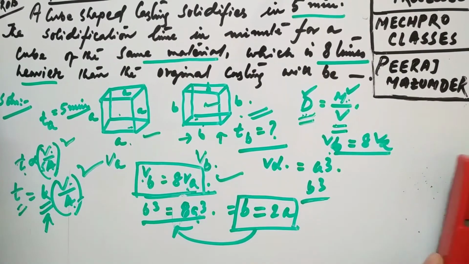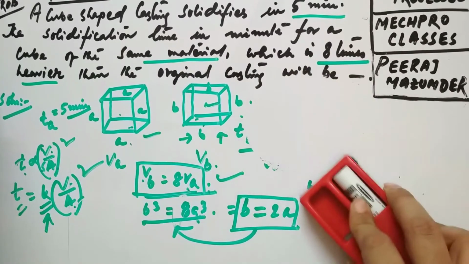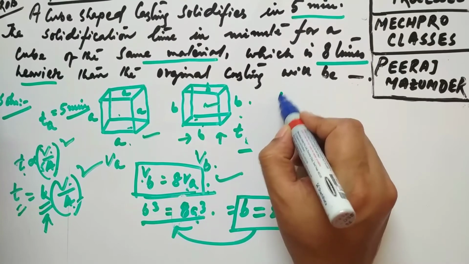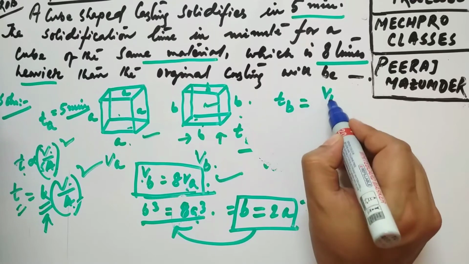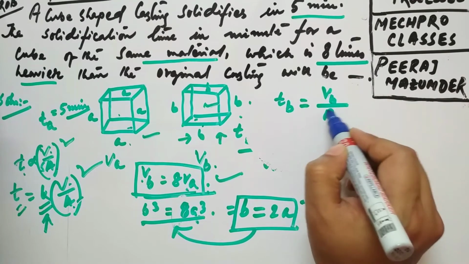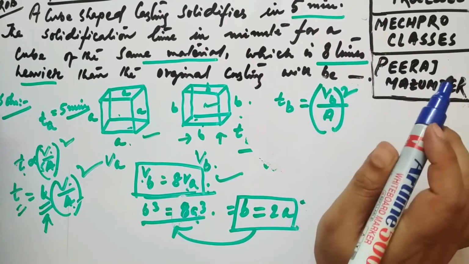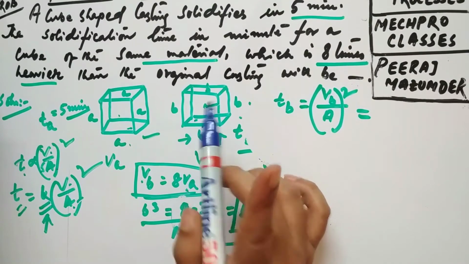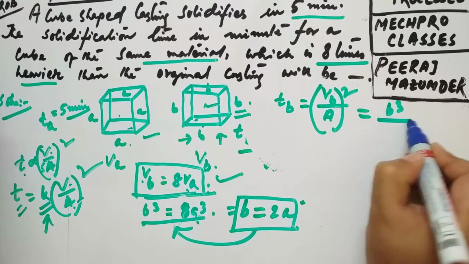Now let us apply the formula. Okay. Now look, we have got B equal to 2A. So let us apply the formula. So I can write, say, TB for this one. TB I can write VB by A, simply A I am writing, not SA, that is the surface area. It is square, it should be square. Now look, how much is VB? VB, that is B cube, because we have taken the side as B. So we can write B cube by area.